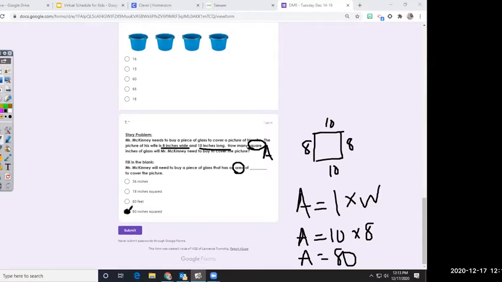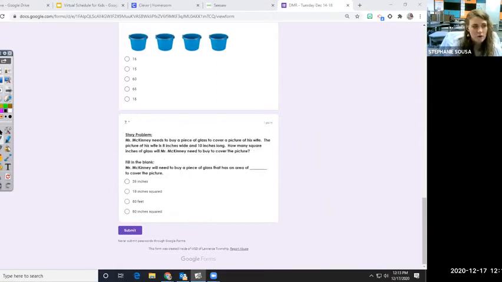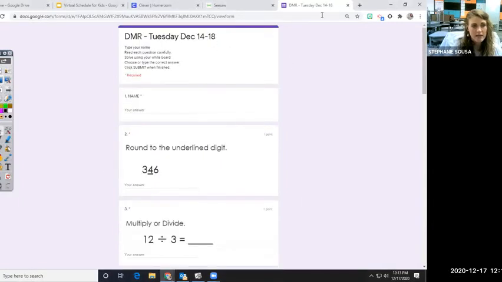inches squared, not feet. A lot of you clicked on 80 feet because you didn't read the label. Square inches. Look right here. It says inches. Okay? Look a third time. Inches. Wow. All right. Your DMR quiz is tomorrow at 12:45, so make sure you are prepared for it.